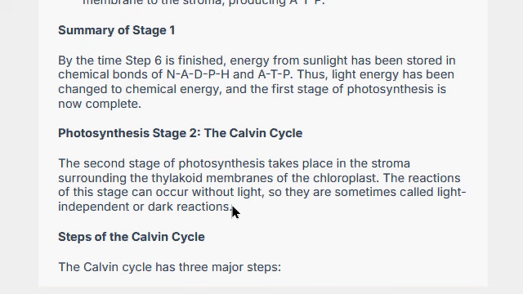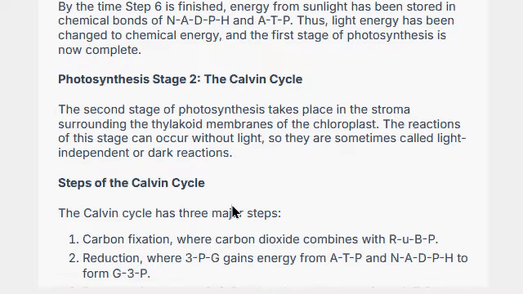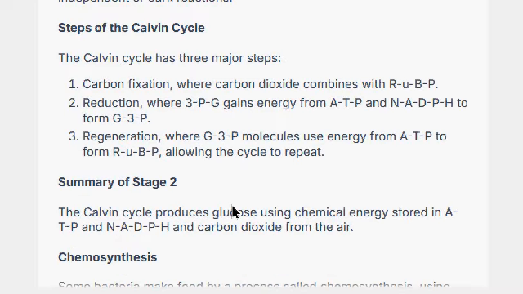Photosynthesis Stage 2, the Calvin cycle. The second stage of photosynthesis takes place in the stroma surrounding the thylakoid membranes of the chloroplast. The reactions of this stage can occur without light, so they are sometimes called light-independent or dark reactions.